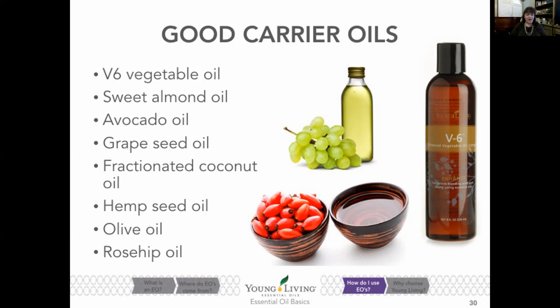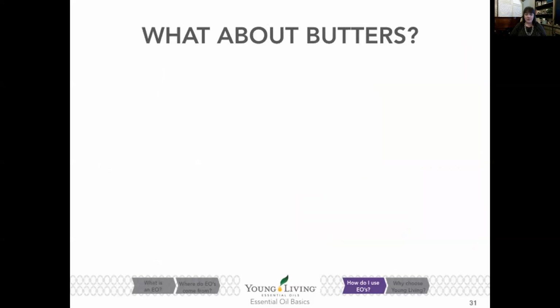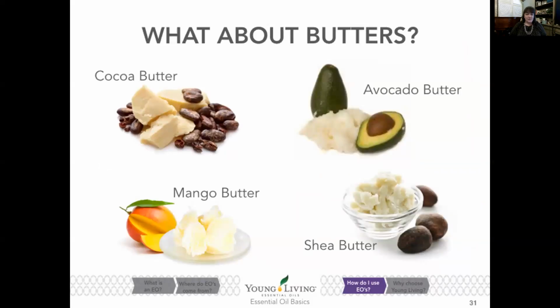And you can see in this picture we have some examples of great carrier oils: the V6 vegetable oil, sweet almond oil, avocado oil, grapeseed oil, fractionated coconut oil, hemp seed oil, olive oil, and rosehip oil. Those are just some great examples of fatty carrier oils that you can use. So what about butters? Plant-based butters are also a great option when you're wanting to dilute your essential oils. They have many additional benefits for your skin. Some examples are cocoa butter, avocado butter, mango butter, and shea butter.